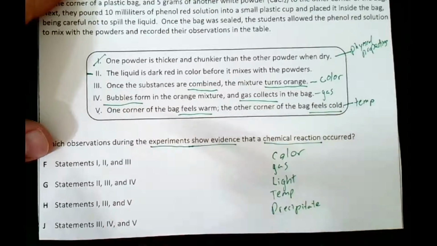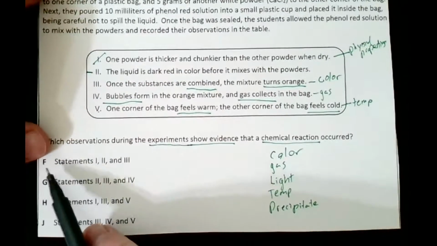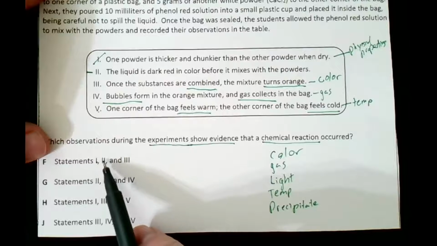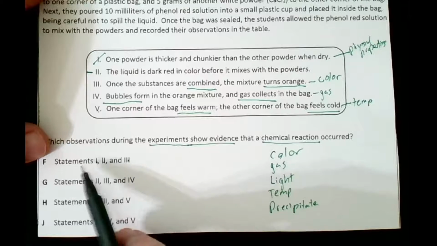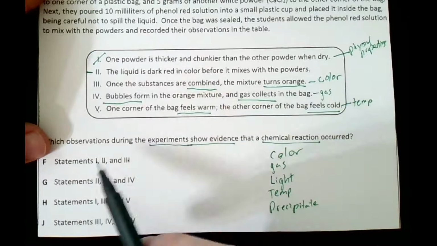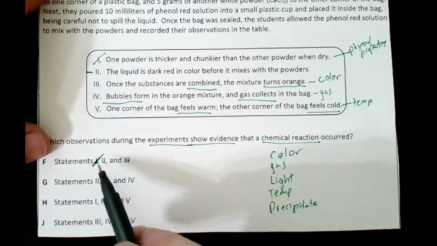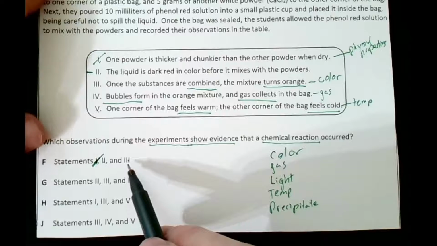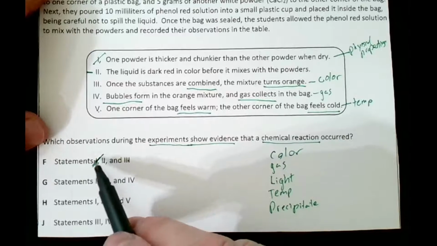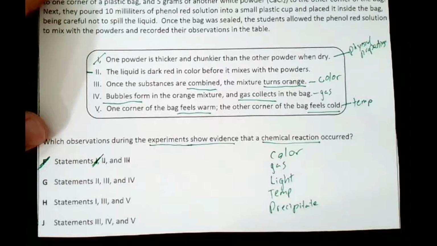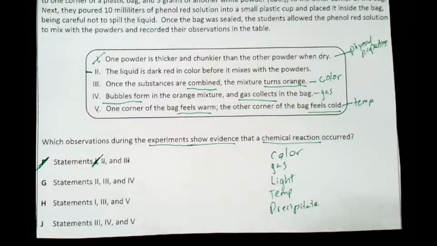3, 4, and 5. Okay, let's read each one. So F, statements 1, 2, and 3. Did those have these indications up there? Well, it has 1 on there, so this is trash. That's a maybe. We know that one's good, but that one there is automatically gone.